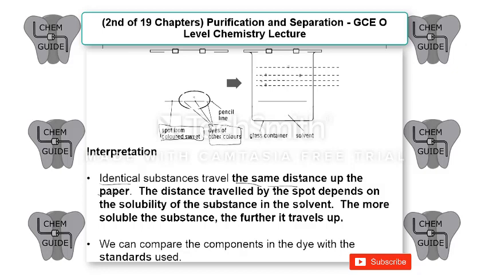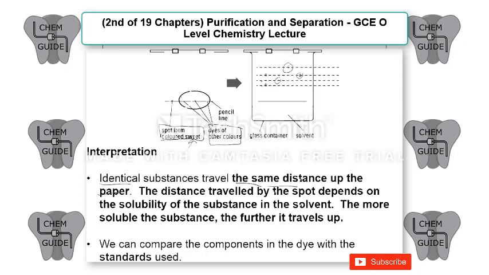So this is pure green, pure blue, and pure red. The pure green gives me 1 spot, the pure blue gives me 1 spot, the pure red gives me 1 spot. And this is the spot from the colored sweet. So when I observe this chromatogram, I know that the sweet contains this green color, same level. It contains this red color, same level. But it doesn't contain this blue color because this is a different level.